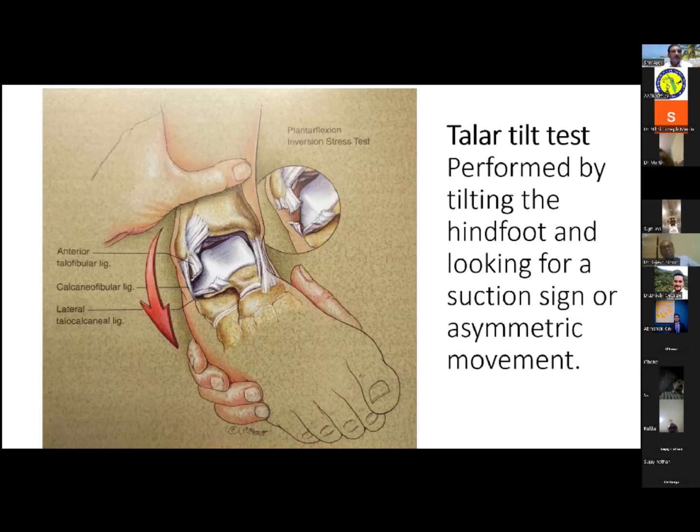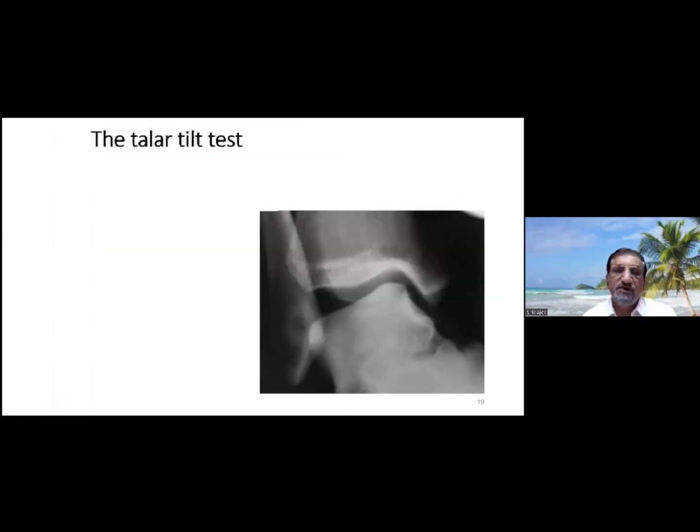It's the anterior talofibular ligament, which is torn, and that's the calcaneofibular. And this is what we are going to check. Plantar flexion and inversion is what we are going to check in this. And if you want to image this whole thing, we can do this by means of an X-ray, an AP X-ray.